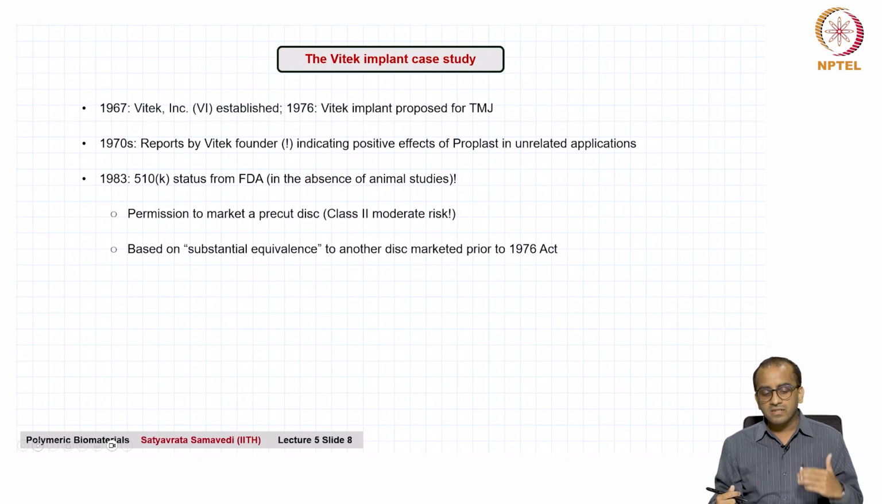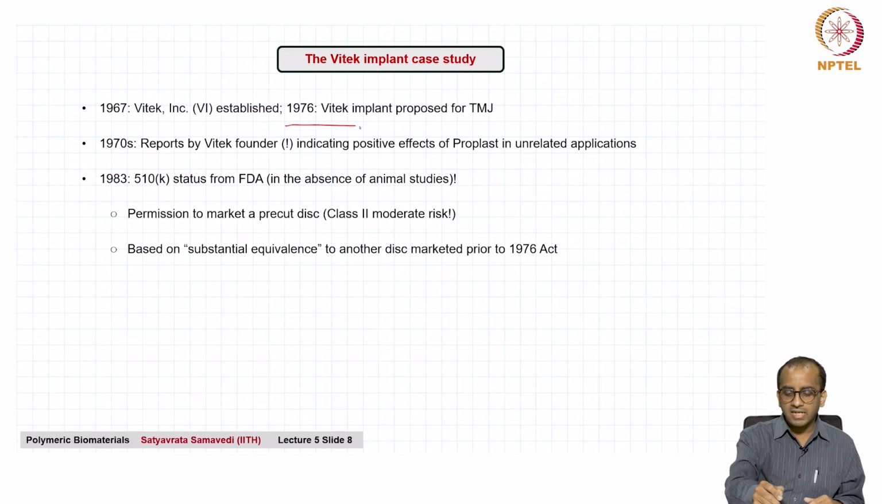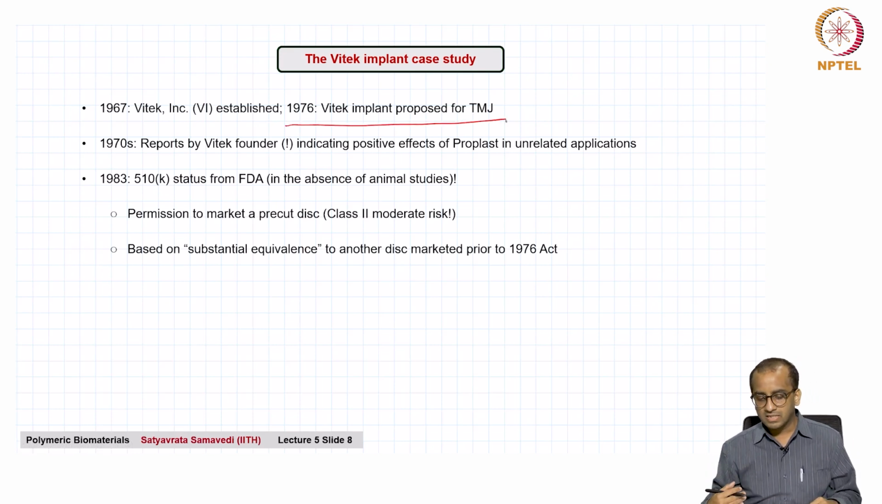So, in 1967, Vitek Incorporation is established by a scientist, and in 1976, that scientist proposes the Vitek implant for TMJ reconstruction as described on the previous slide. What is interesting about this entire exercise is how the chain of events unfolded, and it is very instructive to look at the entire sequence of events because it tells a very, very important story which has very, very critical lessons for us in biomaterial design and biocompatibility.